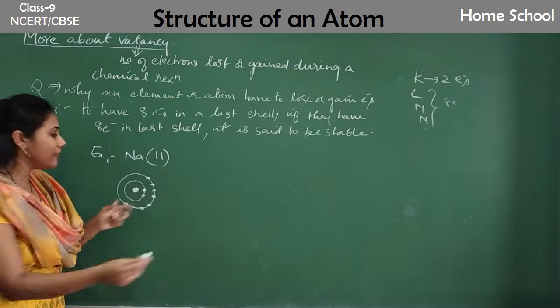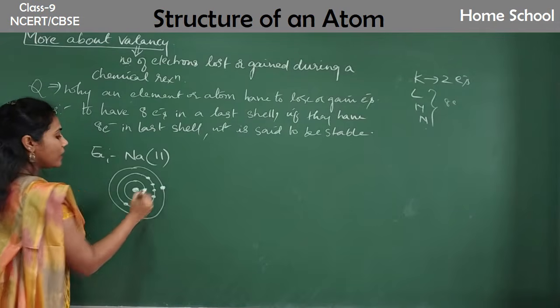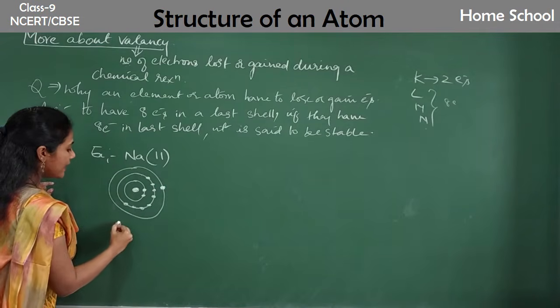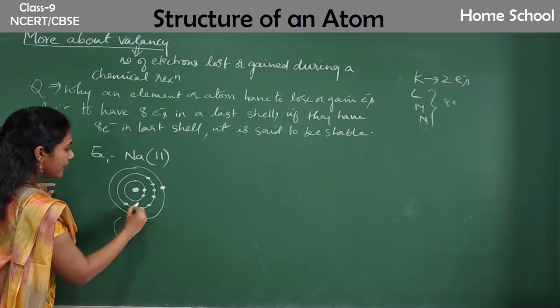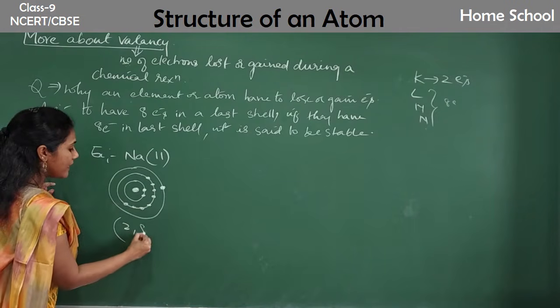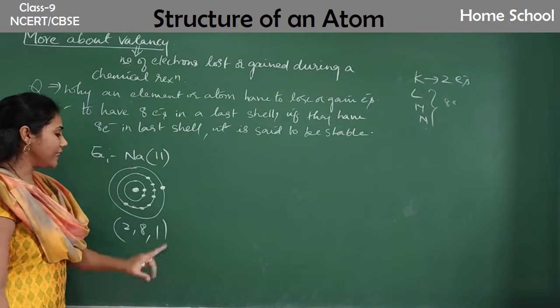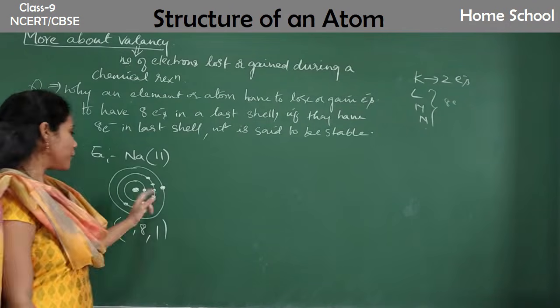11th electron, where will it go? It will go to the third shell. Third shell has 1 electron. Okay. So what is its electronic configuration? The first shell has 2, comma. Second shell has how many electrons? 8. Comma. Third shell has 1. So 2, 8, 1 is the electronic configuration of sodium.